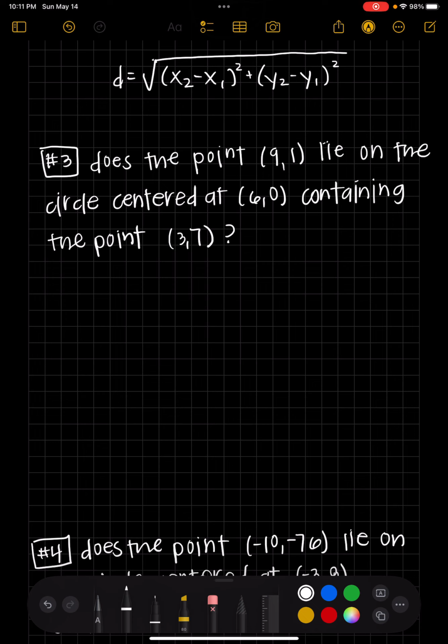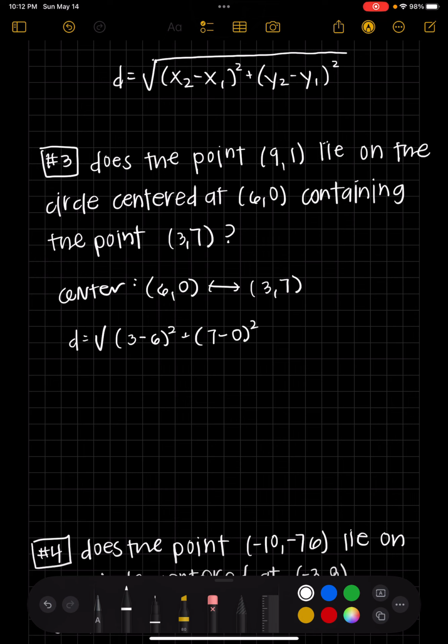So we know the center is at (6, 0), and we know the circle already has the point (3, 7). So I'm going to find the radius of the circle, and to do that, we need to find the distance between these two points. Let's start with that. I'm going to say (3, 7) is my second point, so I have x2, which is 3, minus x1, 6, squared, plus y2, 7, minus y1, 0, squared.